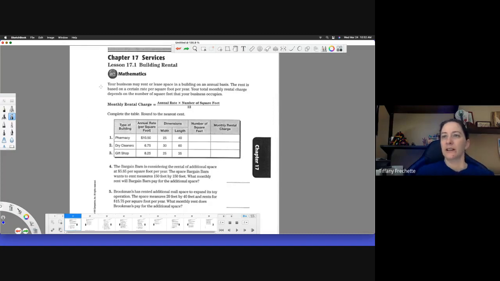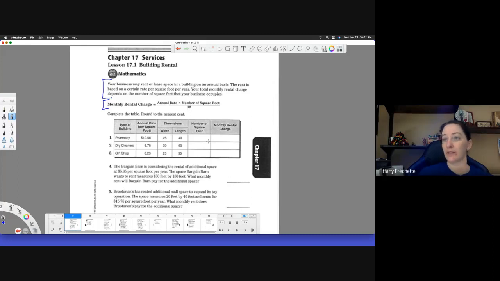So let's go ahead and read this little summary here. We have your business may rent or lease space in a building on an annual basis. The rent is based on a certain rate per square foot per year. Your total monthly rental charge depends on the number of square feet that your business occupies. And then they give us our little formula here. So monthly rental charge equals annual rate times the number of square feet divided by 12.